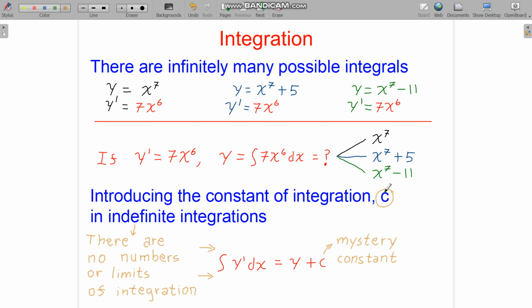So what do we mean by indefinite? Indefinite basically means there is no number here and here, so there are no limits of integration. The integral of y prime dx is y plus c. So now whenever we're doing indefinite integrations, we have to add the c.